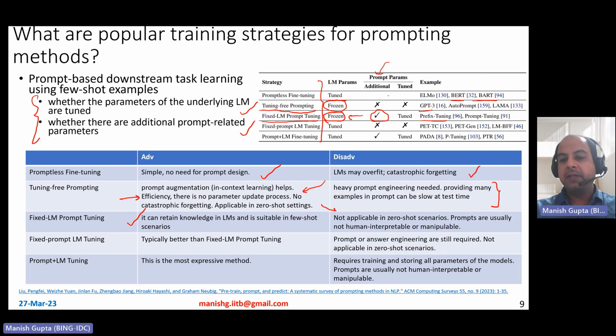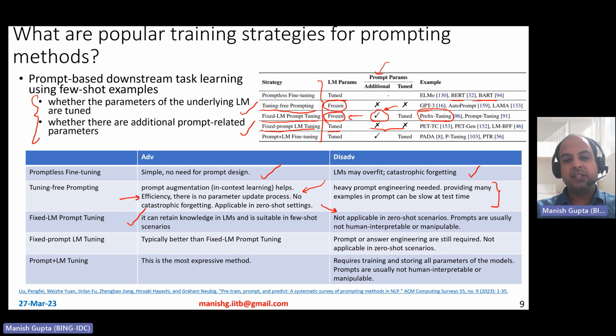However, it is not applicable in zero shot because you still need to learn these prompt specific parameters. Prompts are usually not human interpretable and difficult to manipulate. Prefix tuning kind of methods learn continuous prompts and they are not human interpretable. The fourth one is fixed prompt language model tuning, where the idea is you tune the language model parameters, but you essentially don't have any prompt-based parameters.